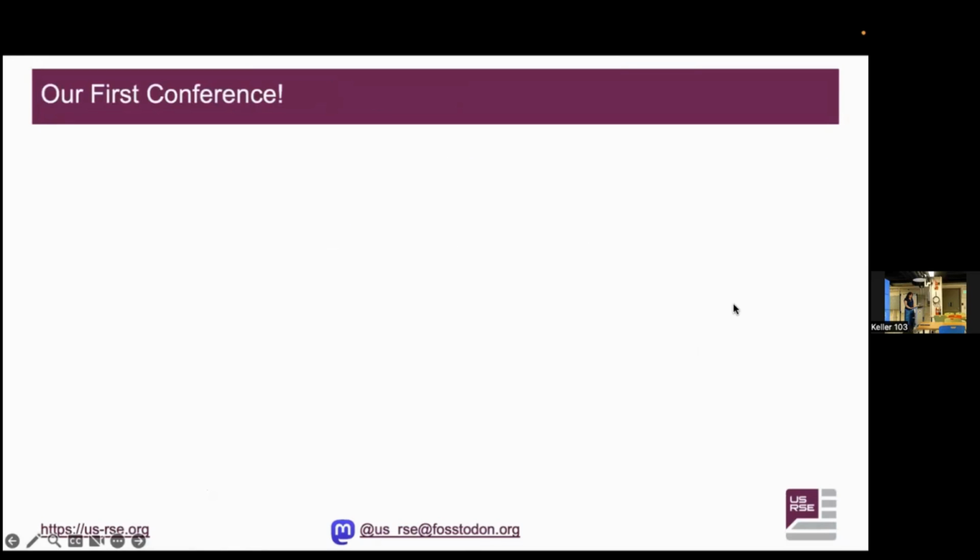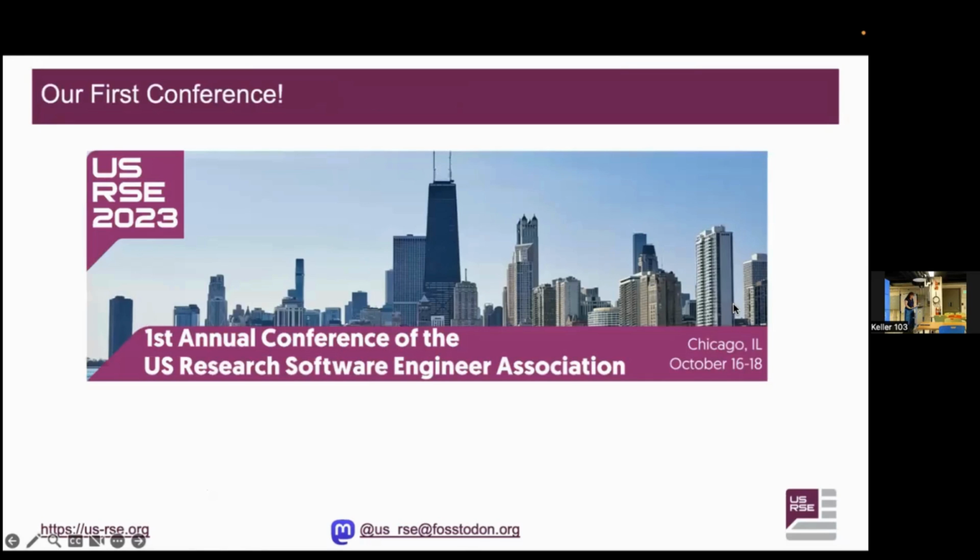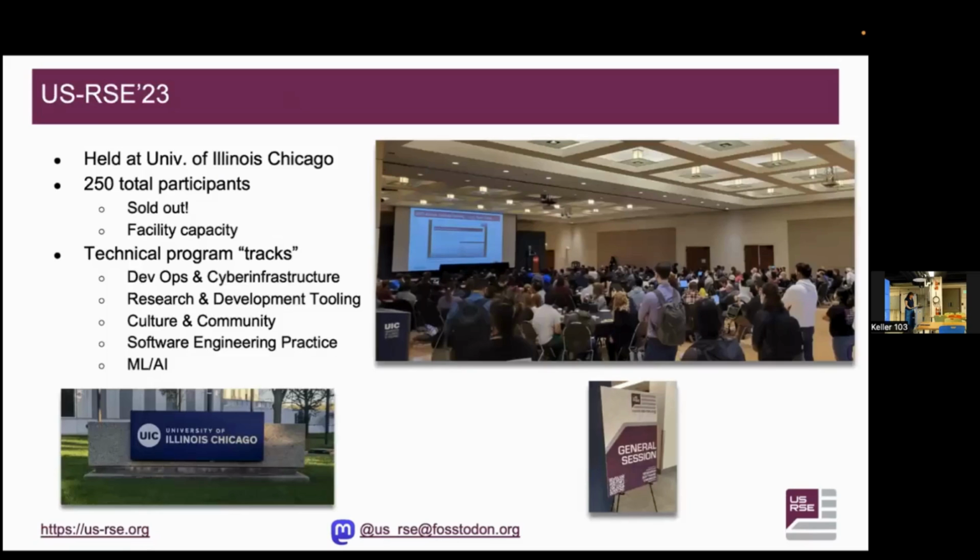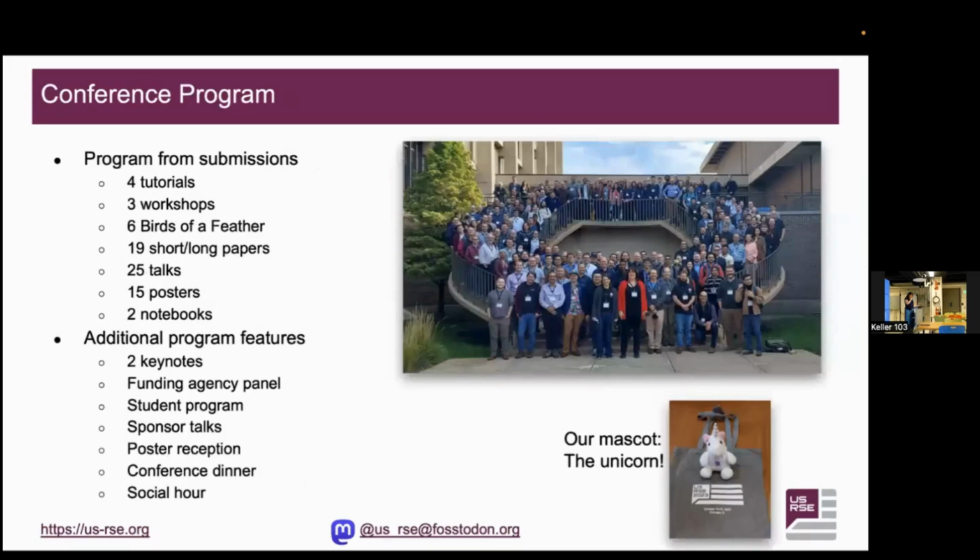So we had our first conference in October in Chicago. I was the general chair. It was sold out. We had booked a room for 250 participants and we got sold out. We had technical program tracks. We had 4 tutorials, 3 workshops. You see really a diversity of different formats. Additional program features were keynotes, a funding agency panel, and a student program.